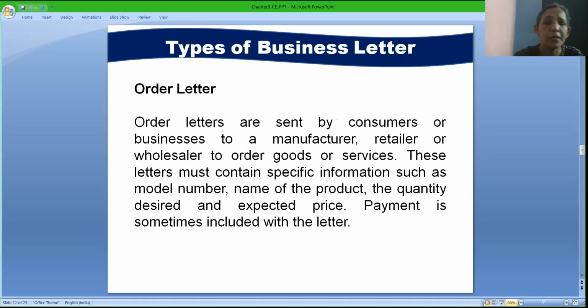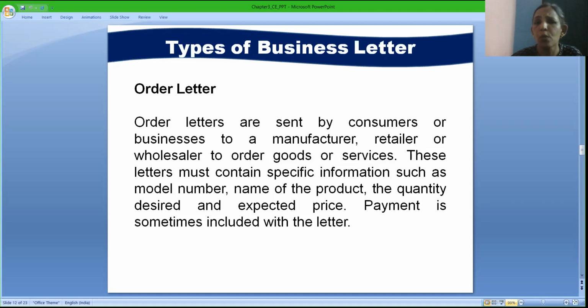The next kind of letter is the order letter. Once you receive an order from a person, remember in your childhood days your teachers asked you to write a letter requesting or placing an order for books. That was actually a kind of order letter.